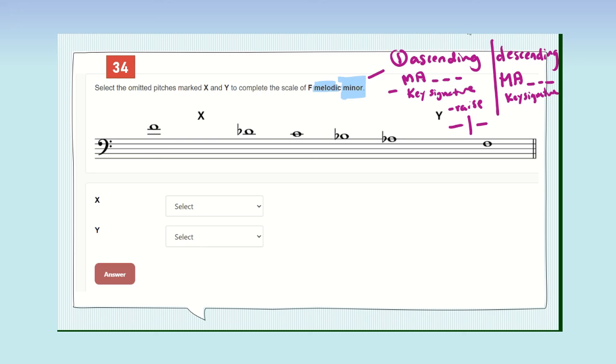Okay, then you check the notes. Over here, okay, you can click on the arrow, it will give you the notes that you need to select, and then you select the correct note, okay? So just take note, this is F melodic minor.